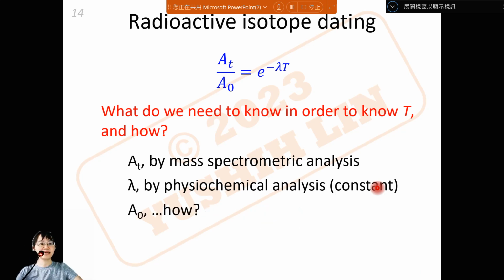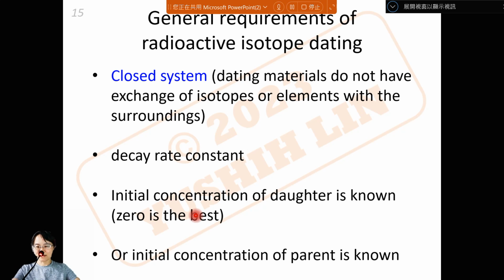Apparently, this is your obstacle. You don't know this. You cannot go back to the past, get a sample, and bring it back to the future and say, I want to measure it. No, you can't do that. That's the time point when we need to talk about the general requirements of radioactive isotope dating.